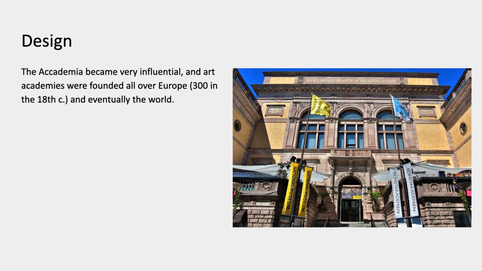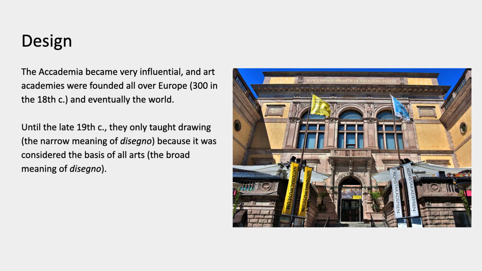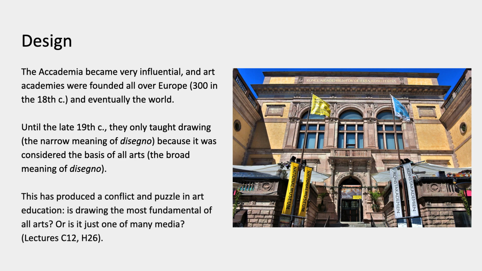The Accademia, the school, became very influential, and art academies were founded all over Europe. At one point in the 18th century, one scholar counted 300 of them, and eventually all over the world. Until the late 19th century, these academies in Europe only taught drawing. That's the narrow meaning of disegno, because drawing was considered the basis of all arts. That's the broad meaning of disegno. And this has produced a conflict and a puzzle in art education.